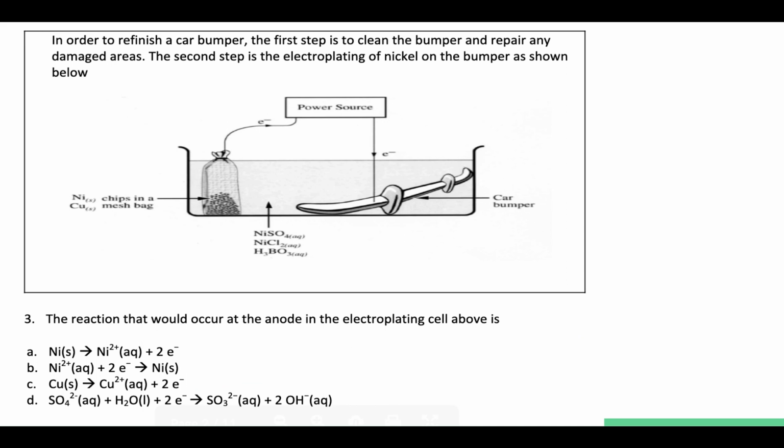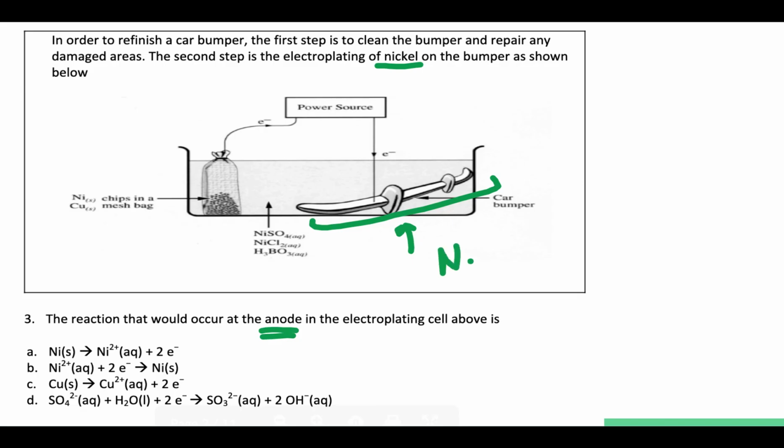This next one, looking at electroplating. If you were going to electroplate onto this car bumper, this would be your cathode. Here it's asking about the anode. So just reading this over, the first step is to clean the bumper. The second step is to electroplate nickel onto the bumper. So if nickel is what's being plated, then that would happen at the cathode.